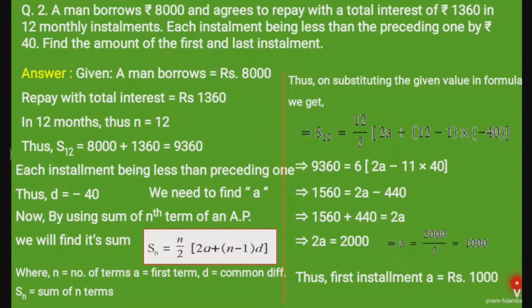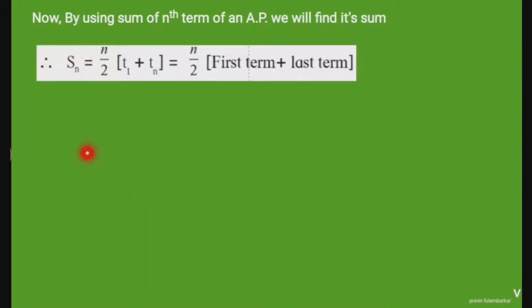Now we have to find both first and last installment. So last installment we find by using the formula Tn is equals to a plus (n minus 1) into d. So we write here. Now by using the sum of nth terms of an arithmetic progression, we will find its sum.